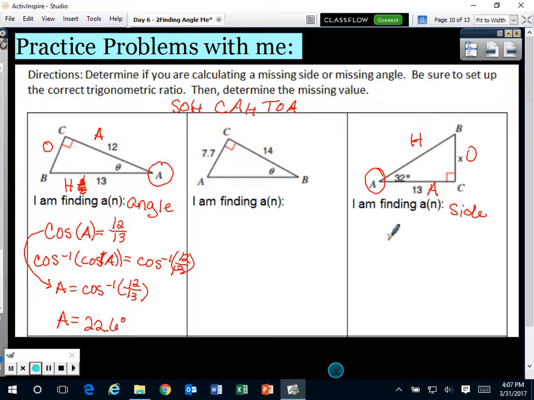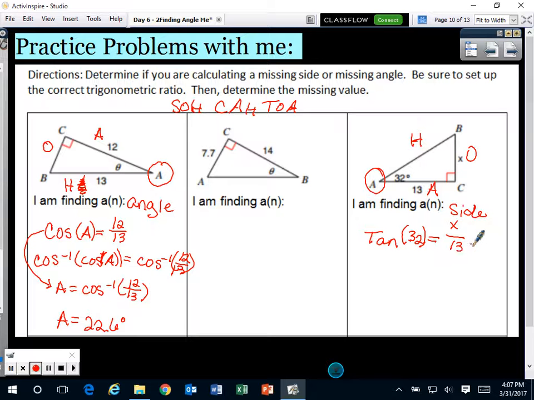The way I set this up is I look at the side that I'm trying to find, which happens to be my opposite side, and the side that I know, that 13, is my adjacent side. So I need to use the one that uses opposite and adjacent. Opposite and adjacent is TOA, so we're going to be using tangent. Tangent of 32 degrees is equal to opposite over adjacent, so x over 13.